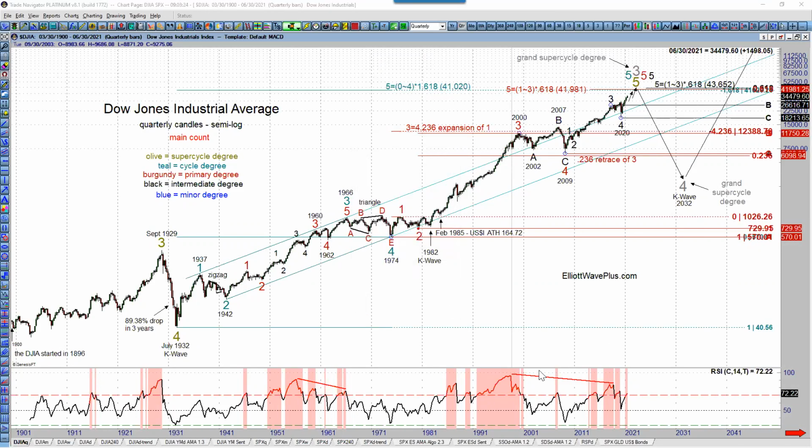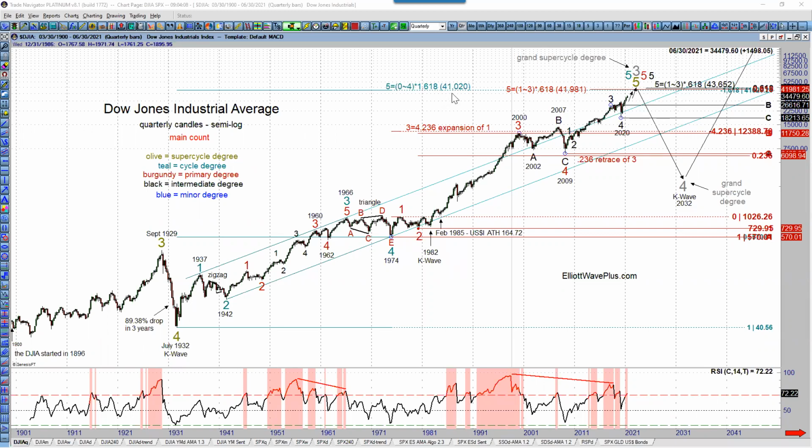So, no change to the long-term count on the Dow Jones Industrial Average. Still looking for the finish of 5 waves up from the 2009 low, the 1974 low, and the 1932 low, and from the 2020 low. As soon as we get the finish of a 5-wave up structure from the 2020 low into this collection of Fibonacci targets based on all of these degrees of trend, then I think we'll have a very significant major top in the stock markets. And I'll be labeling that as a grand super cycle degree top.